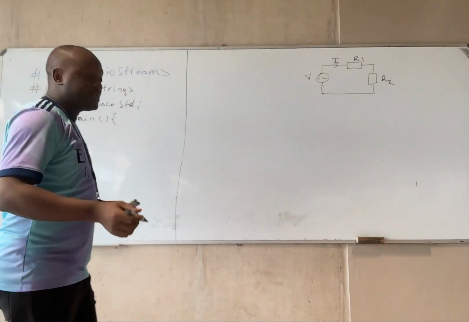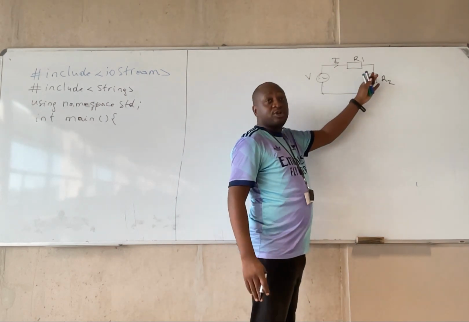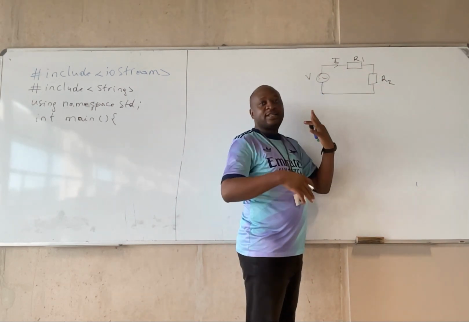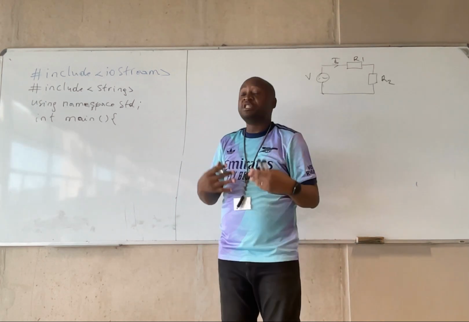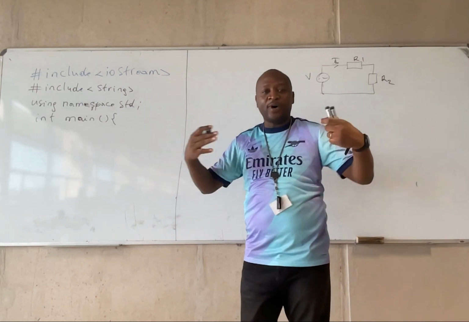So what we do is this. We're going to start by declaring all the variables. You've got your R1, you've got your R2, you've got your V, and you've got your I. These are all variables that we need to declare. The computer needs to know all of these variables before you ask them.